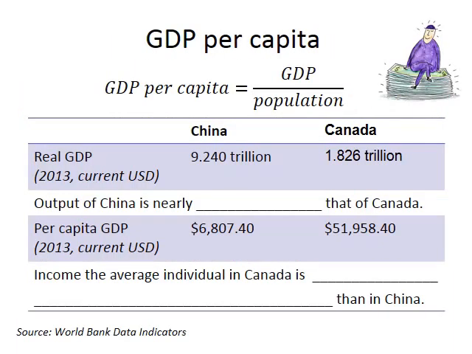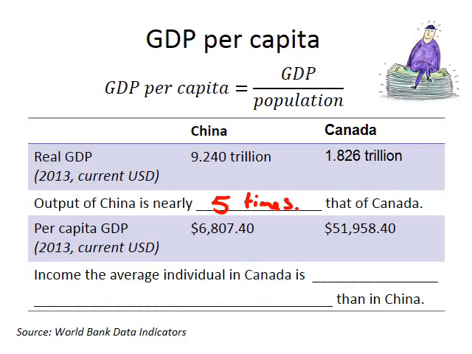So let's look at the concept of GDP per capita. So let's compare China with Canada. If we're looking at the year 2013 in current US dollars, real GDP for China is over $9 trillion, whereas in Canada it's closer to 1.8 trillion. So if we look purely at the overall output, China is nearly 5 times that of Canada.